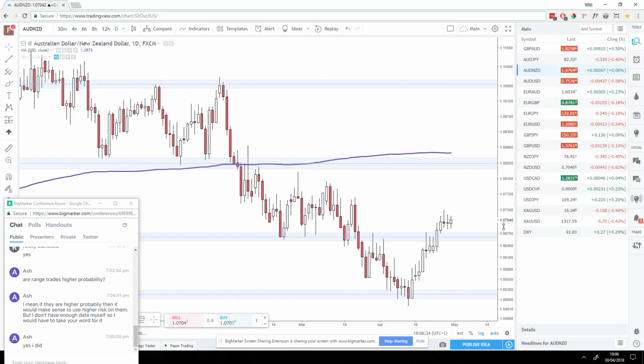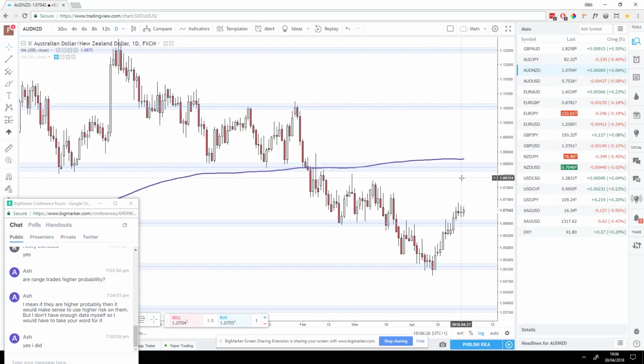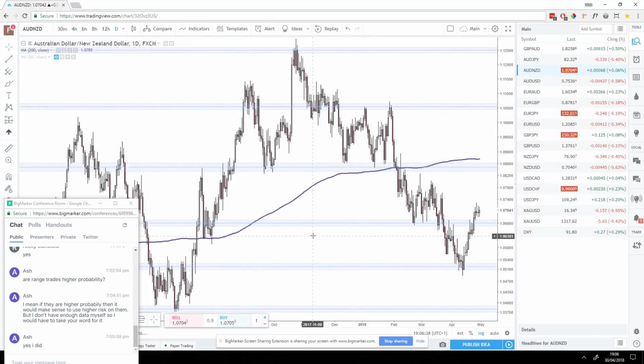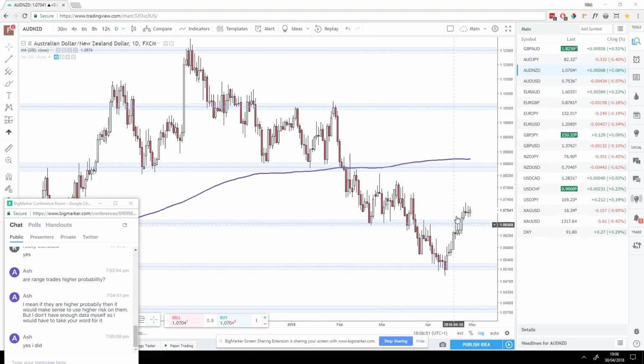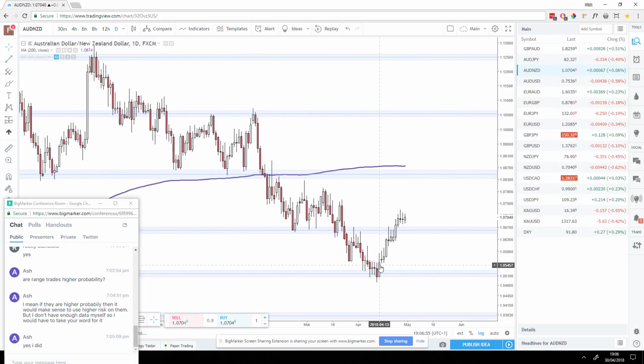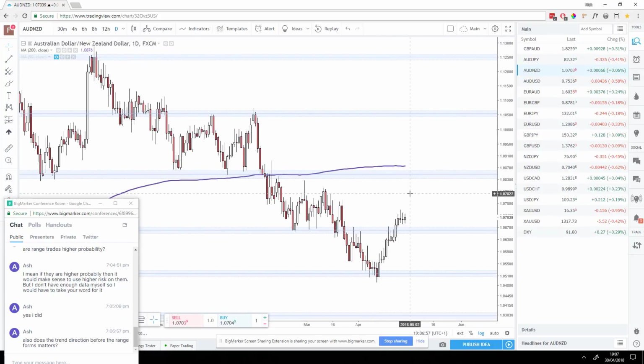AUD New Zealand, this one's pushed up through resistance. Oh yeah, there's nothing much going on here. It's up through resistance, it's stalling, but you know, it's above resistance at this point. So, you know, it might come back down, give us a continuation, but even then, it's a pretty short bullish trend so far. It hasn't been around for that long, so I wouldn't really call this a major trend that I would want to trade a continuation from.